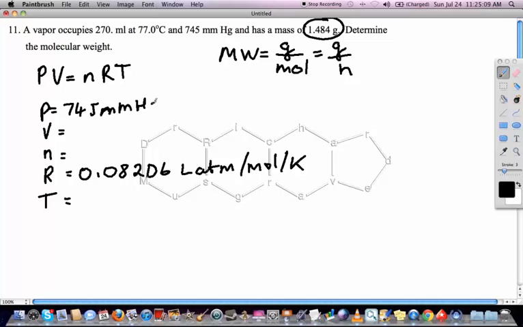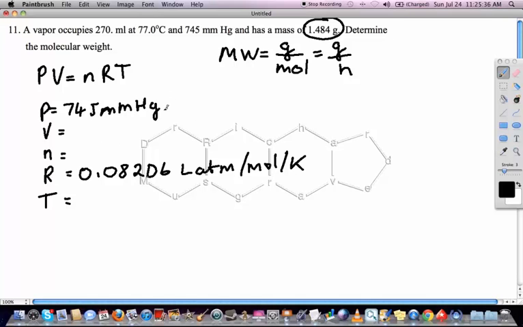I want to point out that in this instance it's not said that it's collected over water. That means that since there's no mention of being collected over water, we can assume that this is going to be the total pressure of the gas, and we don't have to subtract out the vapor pressure of the water. Had this been collected over water, we would have to look at the vapor pressure of water table and subtract out the vapor pressure of the water.